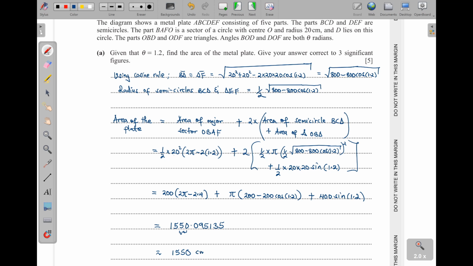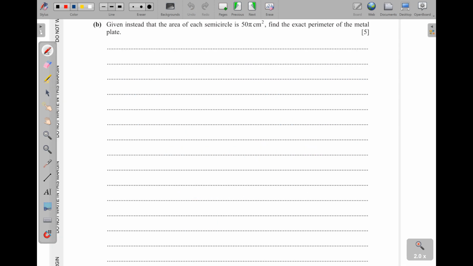Okay, centimeters squared. This is 3 significant figures. That is that. Part B, given instead that the area of each semicircle is 50 pi centimeters squared, find an exact perimeter of the metal plate.